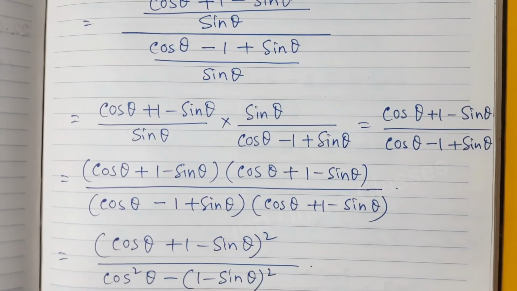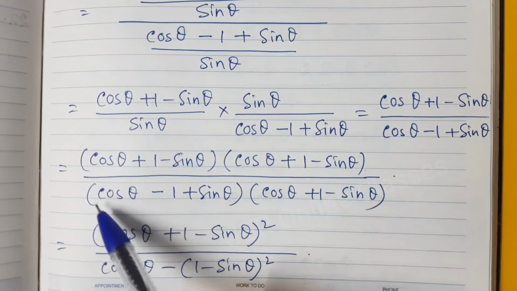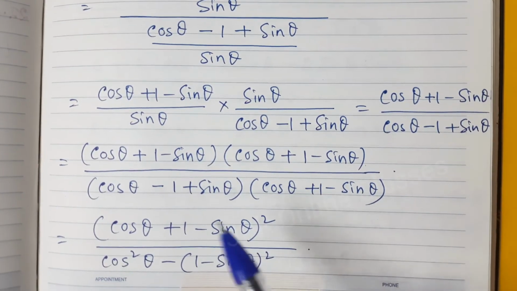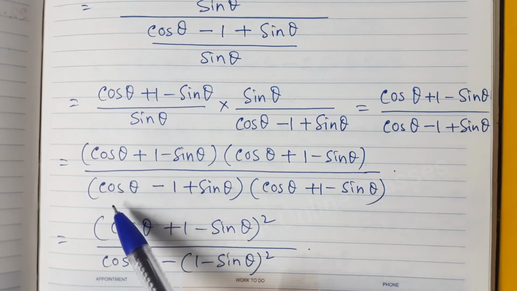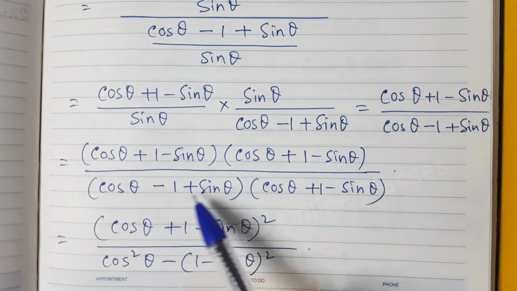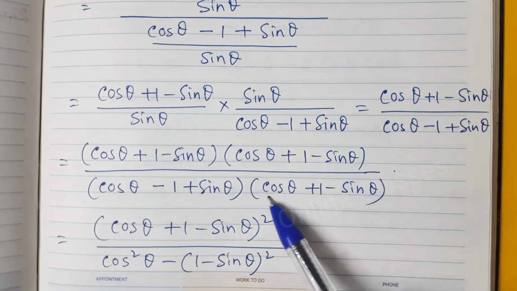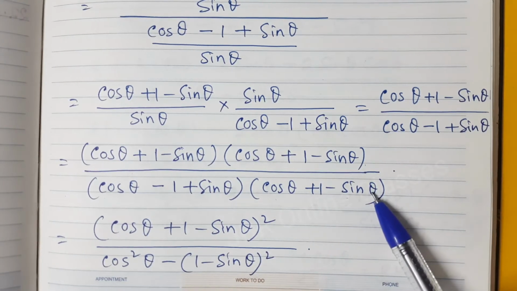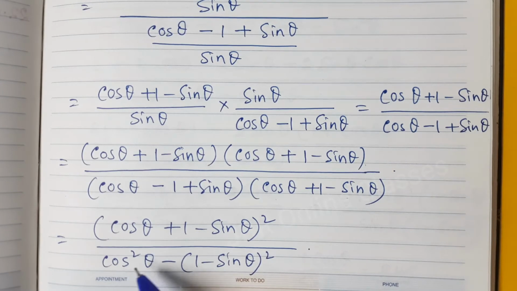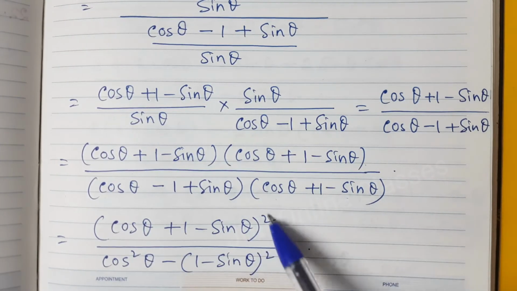Now here I am multiplying by cos theta plus 1 minus sin theta. So in the denominator it is this, and now I am going to apply a minus b, so it is minus common, 1 minus sine theta. Similarly a plus b, where a is cos theta and b is 1 minus sine theta. So it is cos square theta minus 1 minus sine theta's whole square. And these two terms are same, so it is whole square.